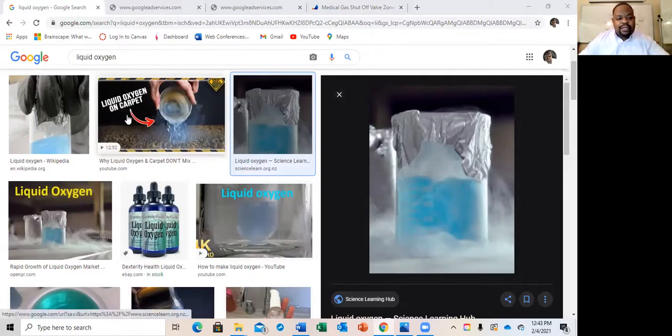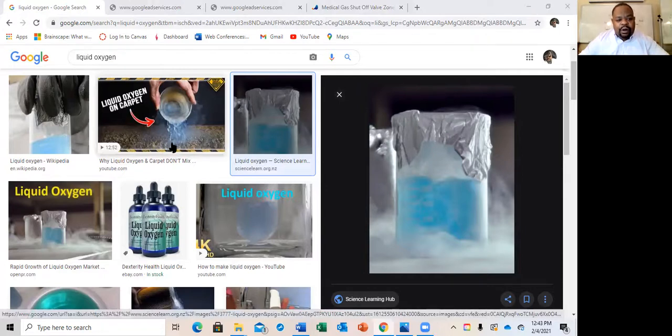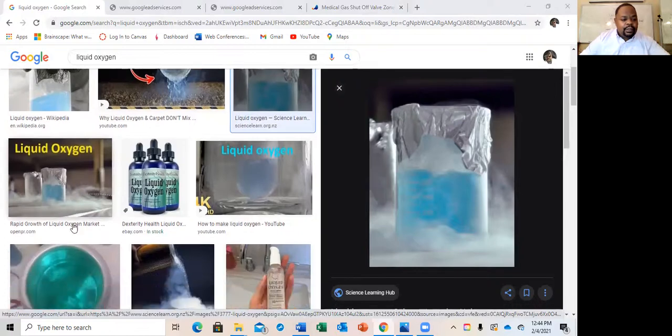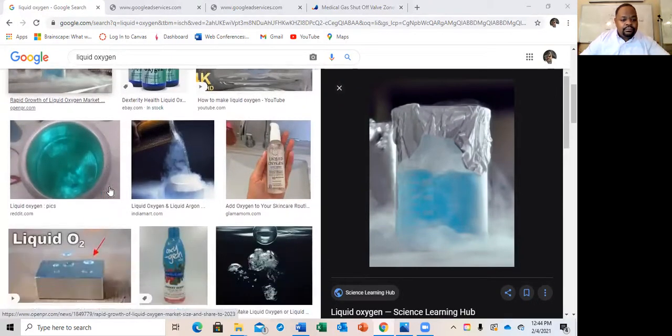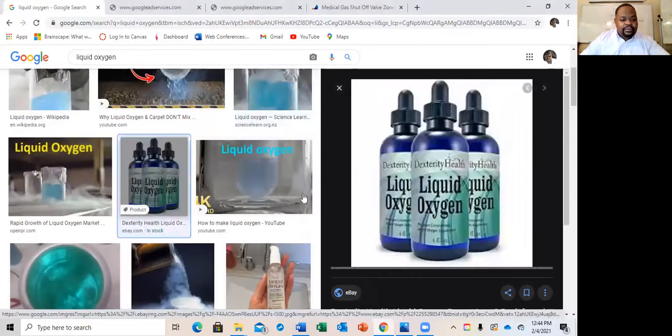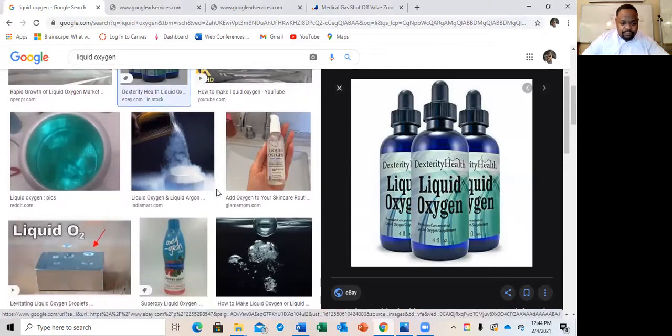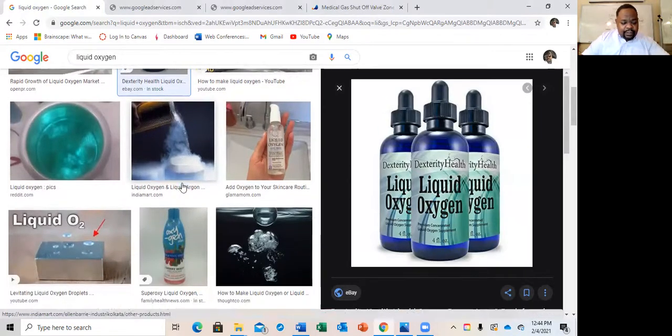And it said something like liquid oxygen on a carpet, right? You can pour it on the carpet and turn it into stone almost. It's real, real cold. Okay, it's very, very cold. All right. This right here, this is not true. I never seen no liquid where you can just drop it on something. That's crazy. All right, look at that. It's very, very cold.